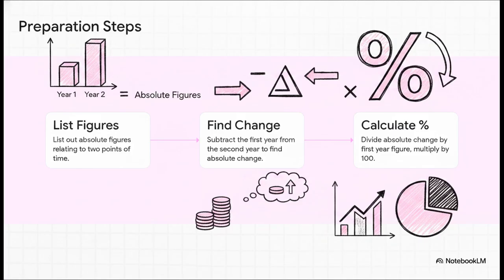Step 3, calculate the percentage change. You take that absolute difference from step 2, divide it by your base year, so the first year, and multiply it by 100. Bam! You've just turned a raw, boring number into a measurable trend.